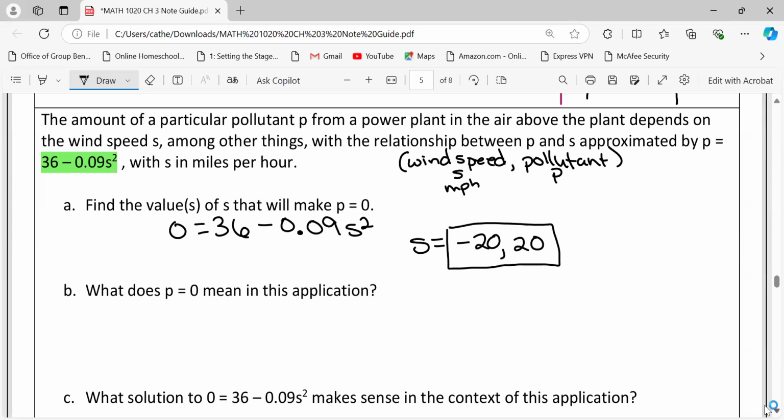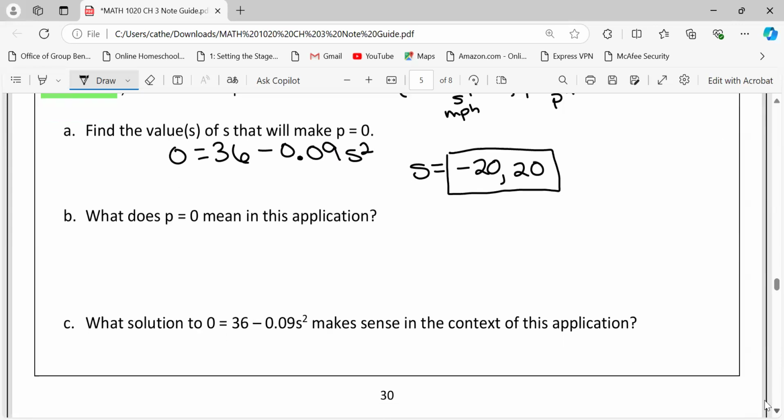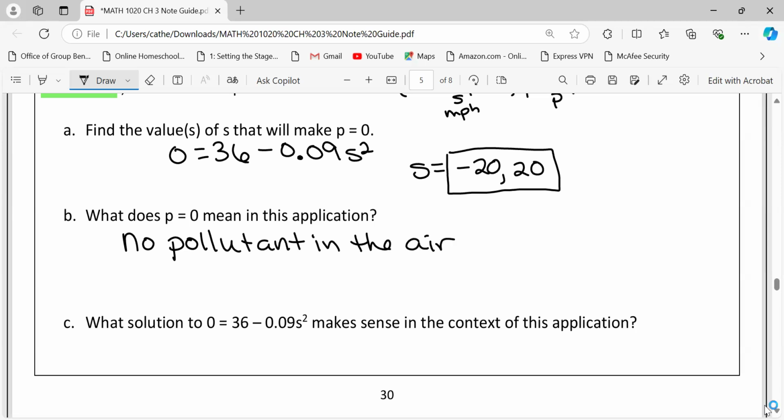So if P is equal to 0, what does that mean? P is our pollutant. So if P is equal to 0, that means there's no pollutant in the air. And then which one makes context? Which answer makes sense? We have two answers. We have S is negative 20, S is positive 20.